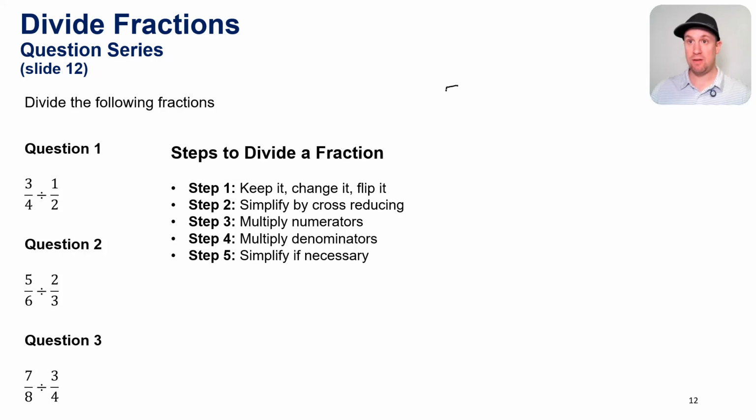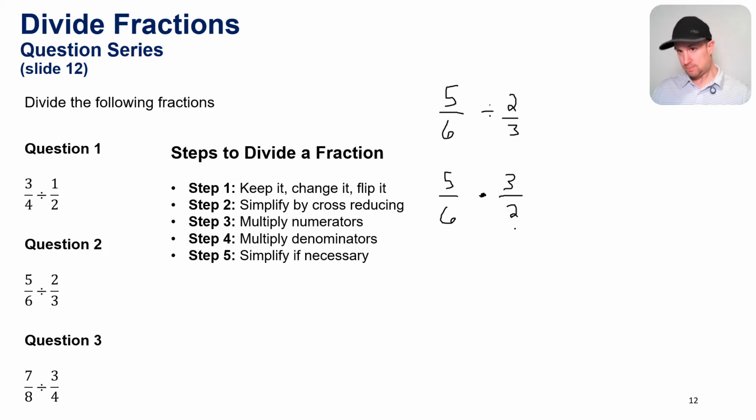We have 5 over 6 divided by 2 over 3. I'm going to keep the left side fraction, change the division to multiplication, and flip or find the reciprocal of 2 over 3. So key principle here, dividing by 2 over 3 is the same as multiplying by 3 over 2, the reciprocal of it. Kind of a key learning point there.